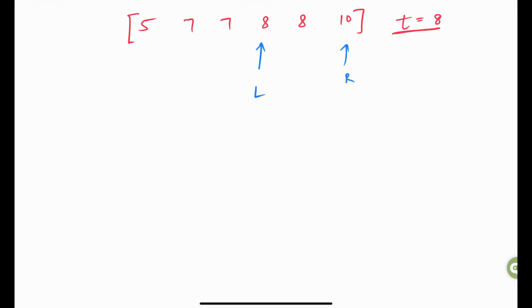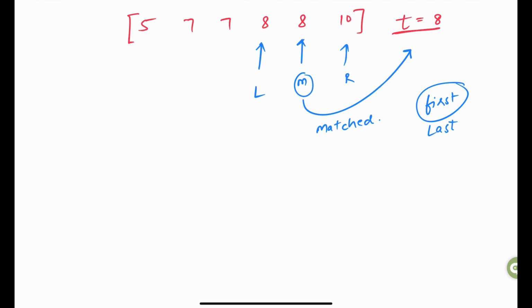The midpoint this time will become this 8. Now we'll compare this value against the target. The value matches, which means we have found the target. Now we need to calculate the first and the last index. Usually we update the left and the right pointer based on the comparison of whether the mid is greater or less than the target. But when the mid is already pointing at the value which is equal to the target, what should we do? Which direction should we go?